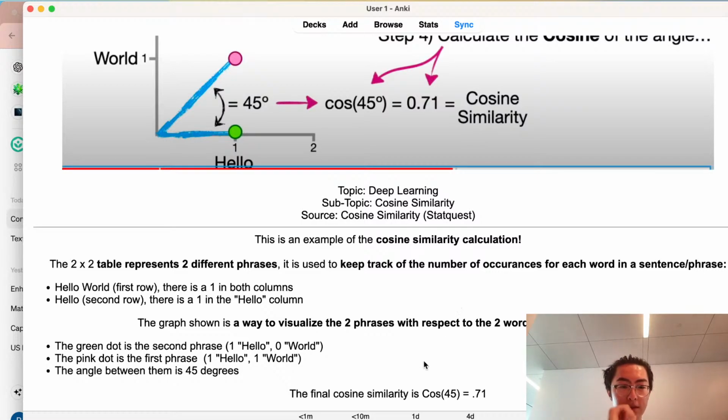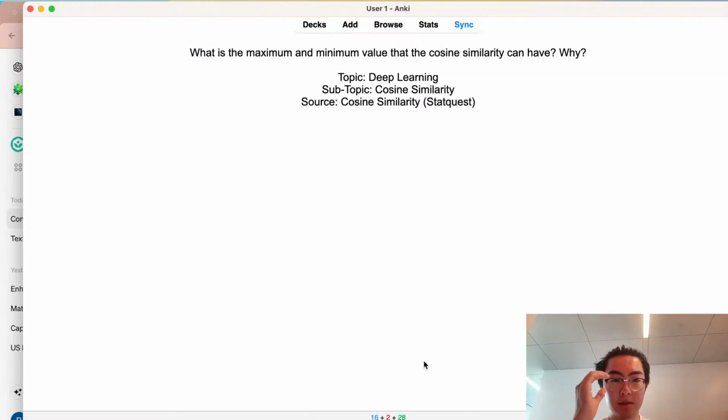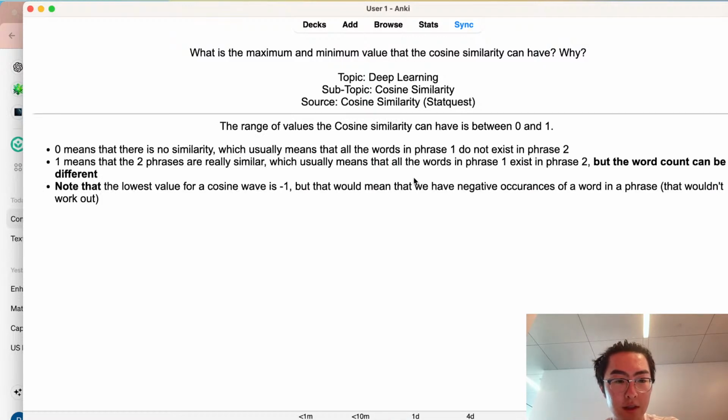Okay, that's good. What is the maximum and minimum value cosine similarity you can have? So the maximum and minimum value is between 0 and 1. 1 is the most similar. That means the two vectors lie on top of each other or go in the same direction. 0 means when the two vectors are orthogonal to each other, meaning they are going in opposite directions.